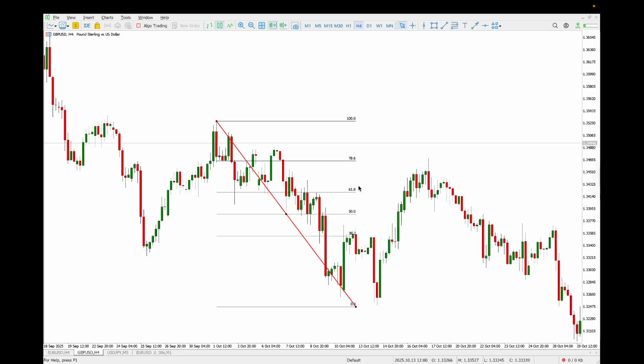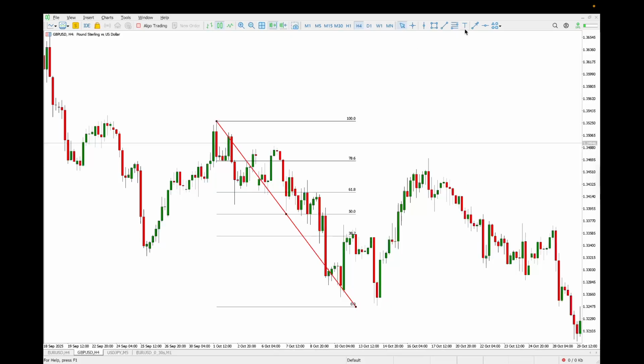Beyond the classic 38.2%, 50%, 61.8%, ICT focuses on specific ranges such as the 62 to 79% zone and extensions like the 161.8% as areas of interest for pullbacks and targets, respectively. The 50% level, while not a pure Fibonacci number, is treated as an important equilibrium reference, and many ICT examples show price reacting around the 61.8 to 78.6 or 79% retracement zone.